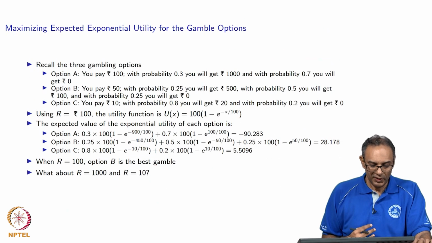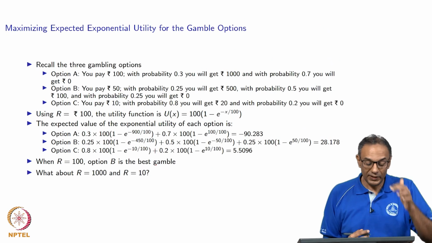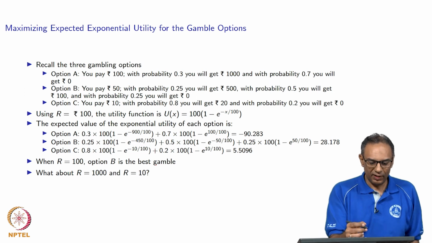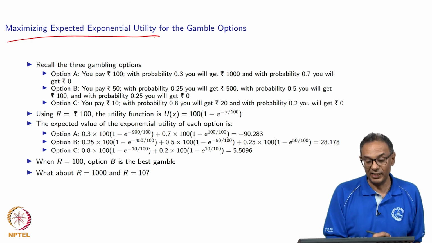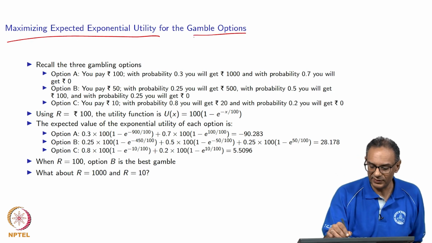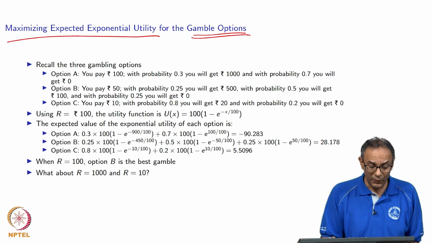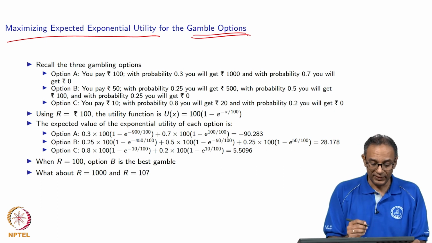Okay, so let's move along. Now what we do is we try to maximize the expected exponential utility. That's what we're trying to do for these three gamble options. So what we will do is we will look at the three options.